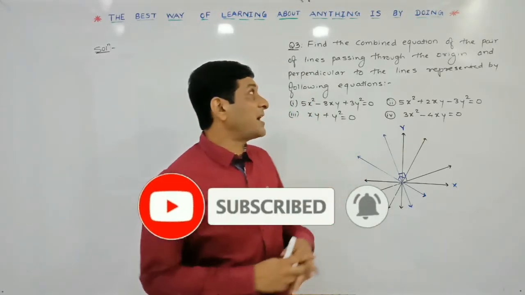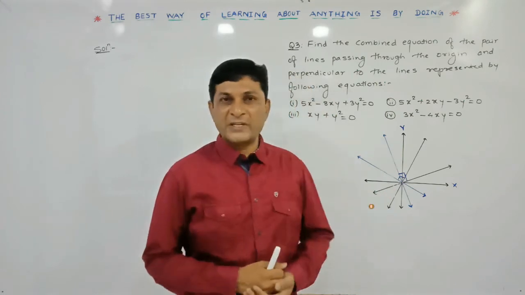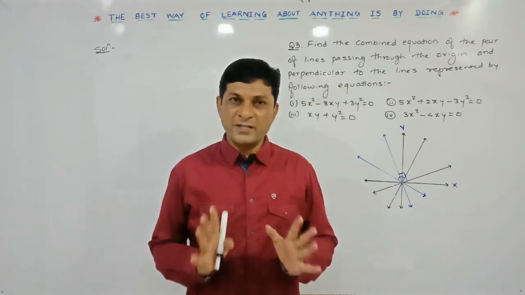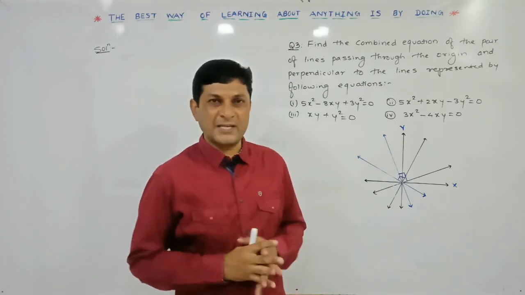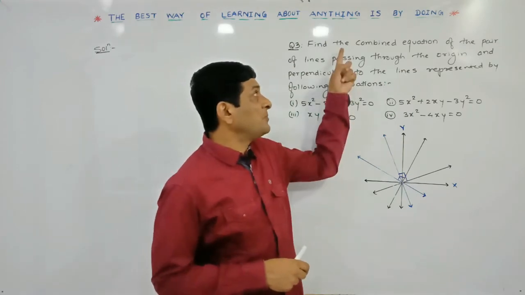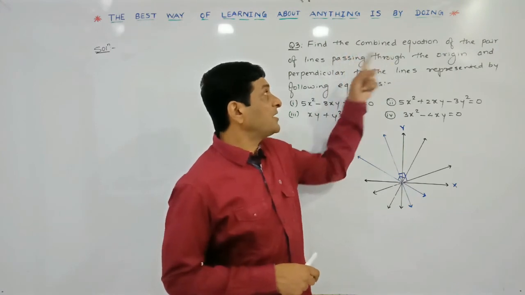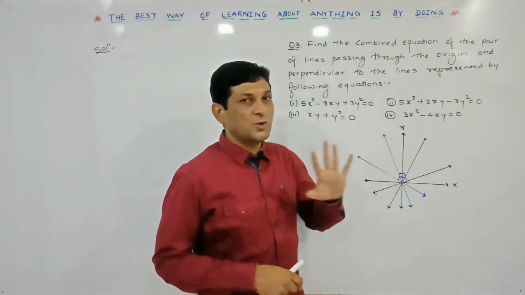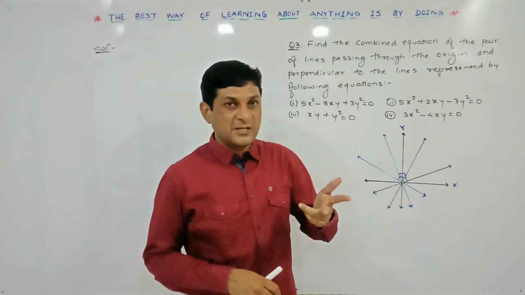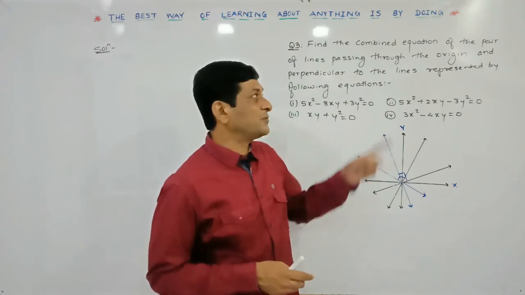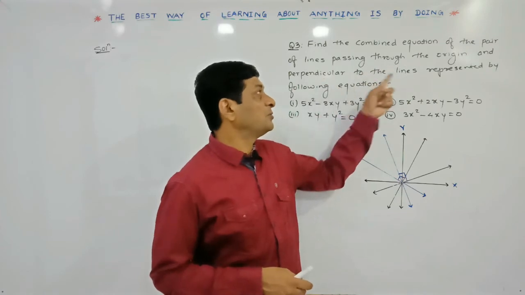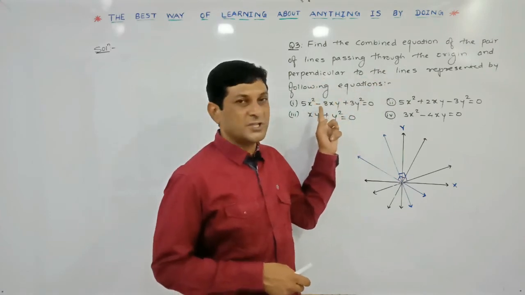So today we are starting example number 3 of exercise 4.1. Already in the first two videos we have completed question number 1 and question number 2. See, in this example we are finding the combined equation of a pair of lines passing through the origin. Means two lines are there which pass through the origin, and let us see which condition these lines satisfy, and are perpendicular to the line represented by this homogeneous equation.